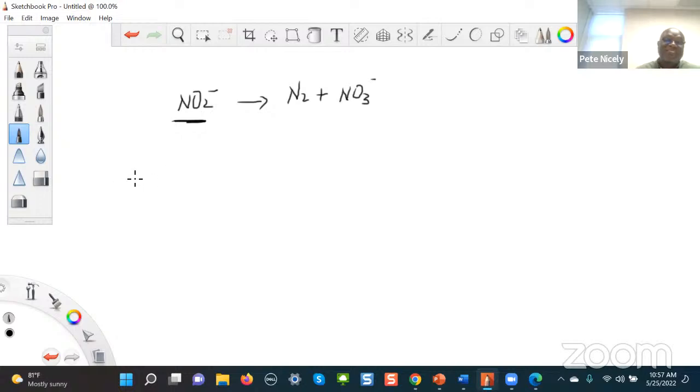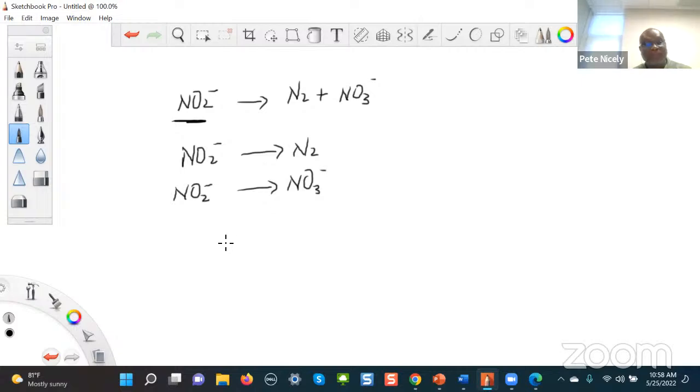So the question is, how do we tackle this problem at the beginning? Because if you remember in the beginning stages of the previous examples, you have to separate the original equation into 2 half equations. So the question now becomes, how do we separate this into 2 half equations? And this is how you do it. NO2 minus to form N2 and NO2 minus to form NO3 minus. All right? So that's how you separate it.